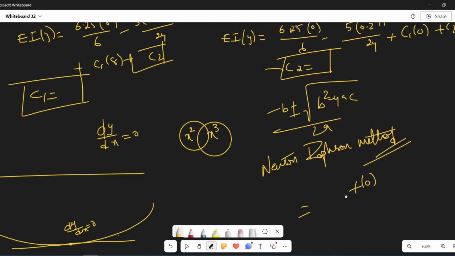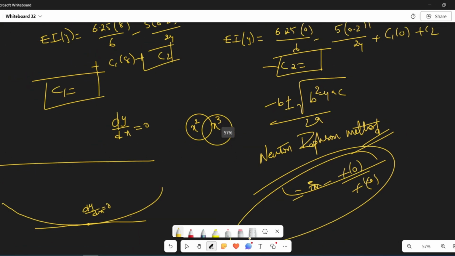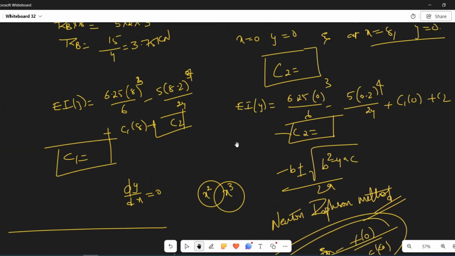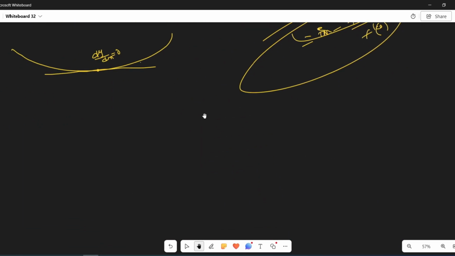So there will be some initial value, and f by f dash of 0 something will be there. Use that Newton Raphson method that you are currently learning, so that you can identify the location where the deflection can be maximum. If it is time taking for you, write the method and leave it like that, because these problems cannot be solved within 45 minutes.